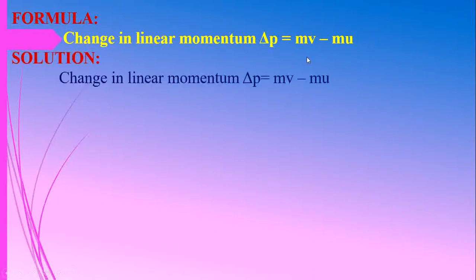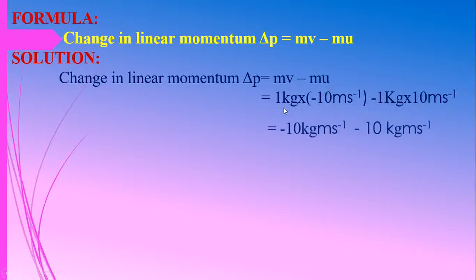So the solution for this problem: change in linear momentum, delta p, is equal to mv minus mu. The mass is given as 1 kg, the final velocity is minus 10 m/s, minus, and the mass is 1 kg and the initial velocity is 10 m/s. So 1 into minus 10, minus 1 into 10 kg m/s, and this minus is the formula's minus. So minus 10 kg m/s.